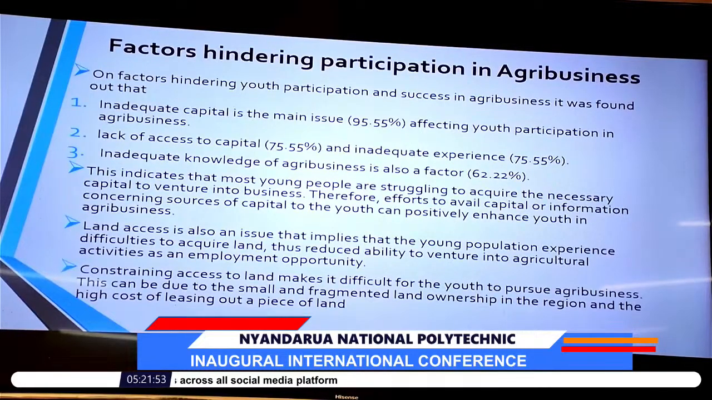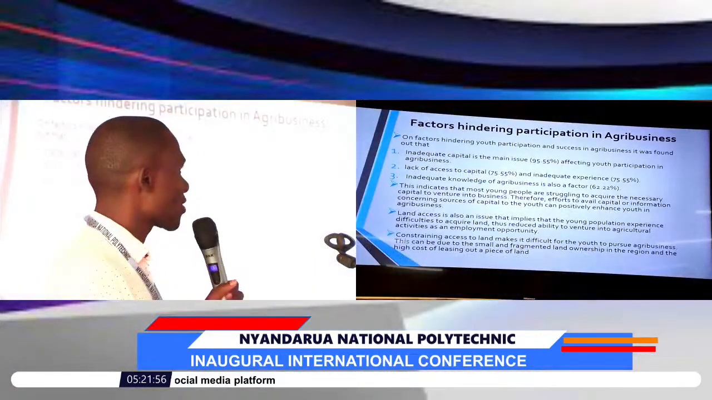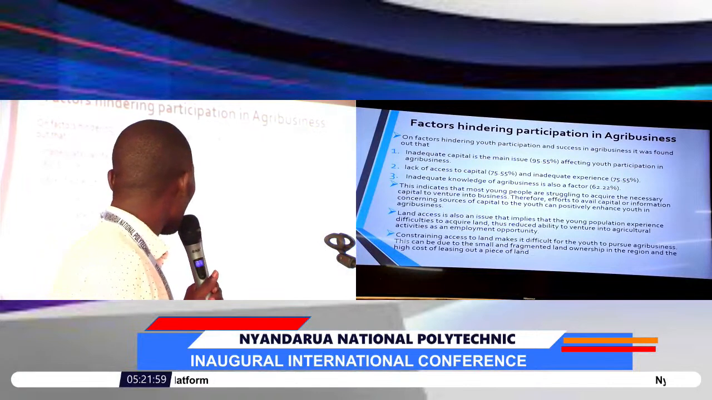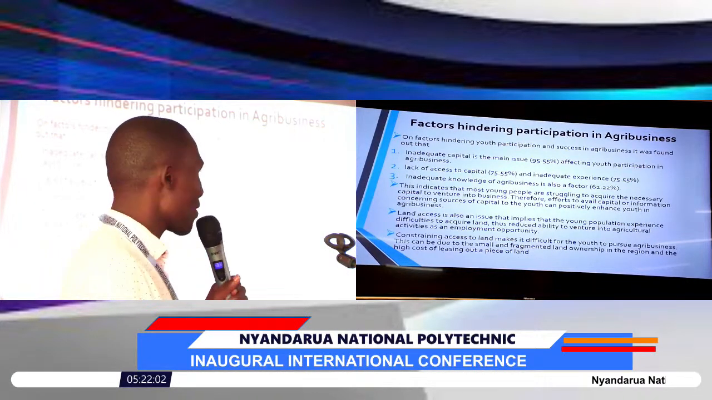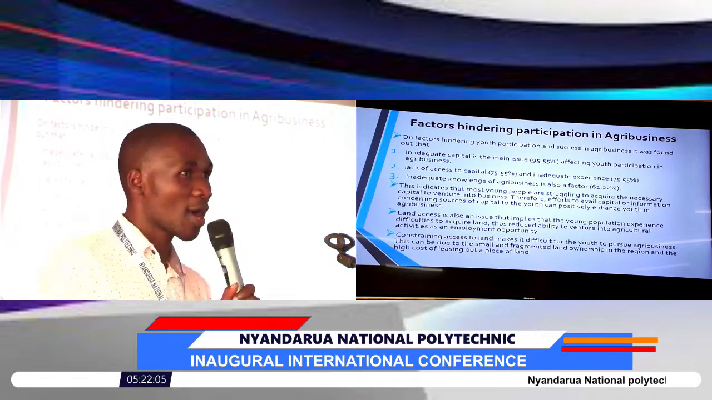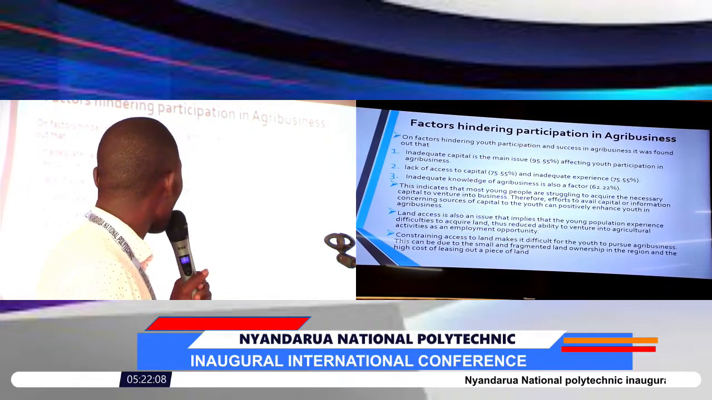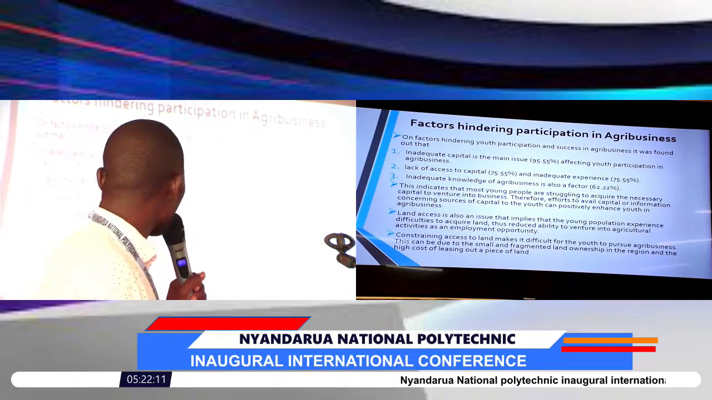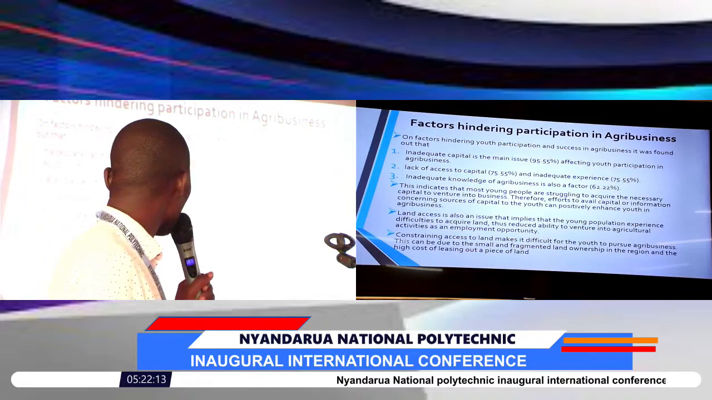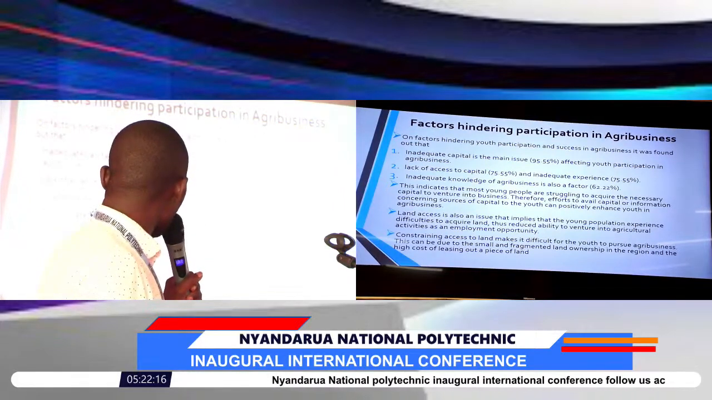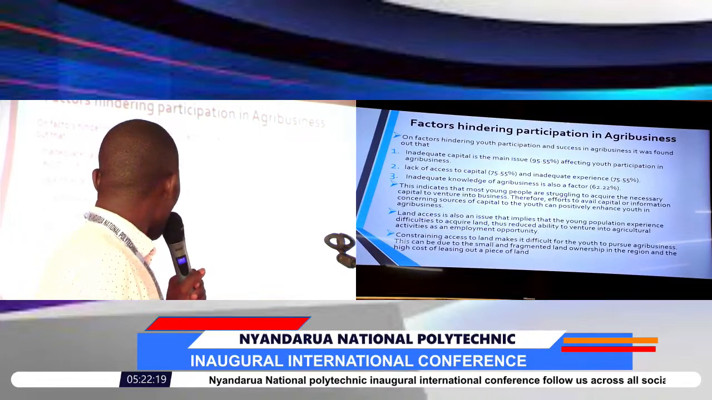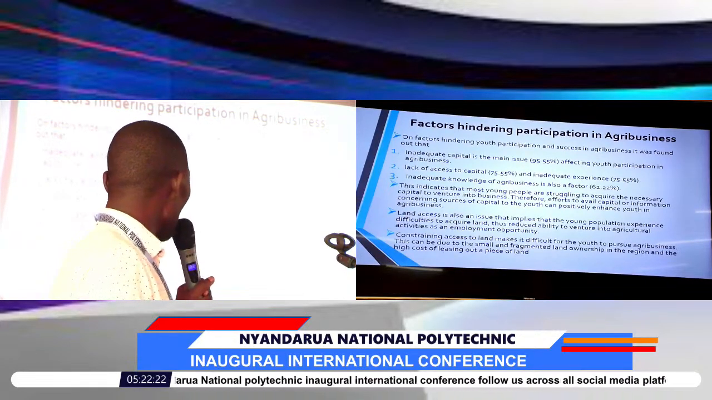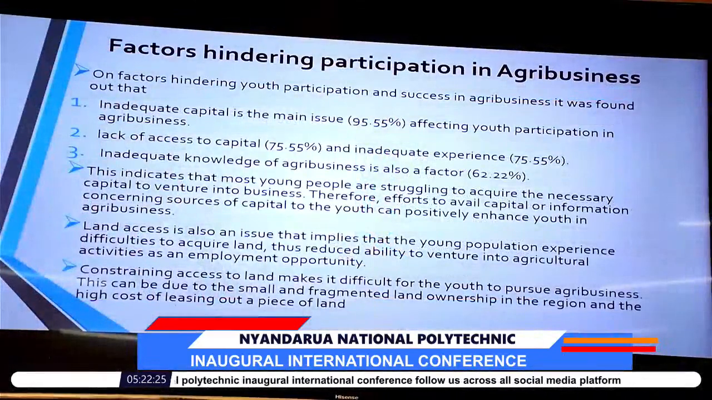Now, the research sought to find out factors hindering youth participation in agribusiness, and it was discovered that inadequate capital is a main issue at 95.55%, affecting youth participation in agribusiness. Then we have lack of access to capital, and then inadequate knowledge. That indicates that young people are struggling to acquire the necessary capital to venture into agribusiness.